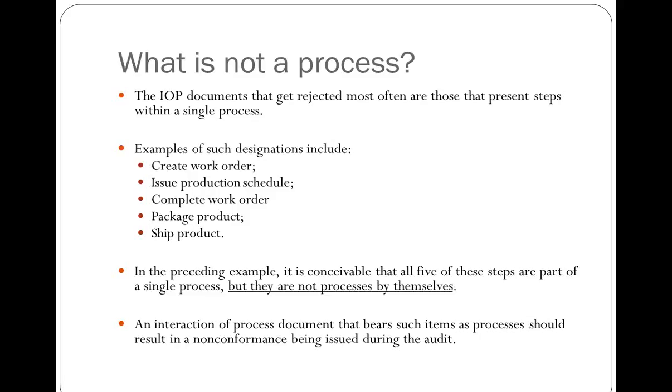I've got some examples here. If you have an IOP and it's got 5 pieces on it: create work order, issue production schedule, complete work order, package product, ship product. In that scenario, it's entirely conceivable that all 5 of those steps are part of a single process. But in all likelihood, they are not processes by themselves. When we receive an interaction of processes document that shows these types of things as processes, again, we're instructing our auditors to issue nonconformances and say, look, what you have here are process steps, not processes.